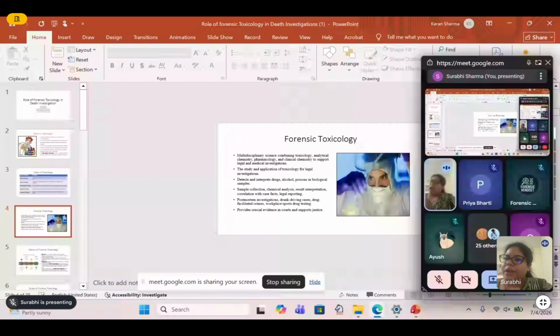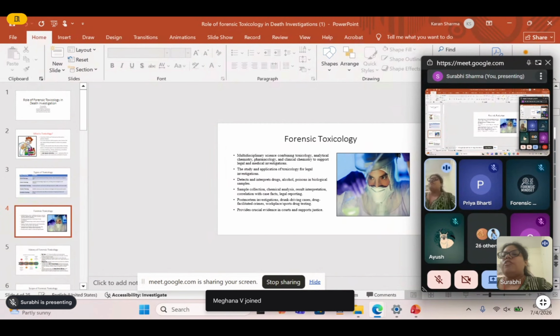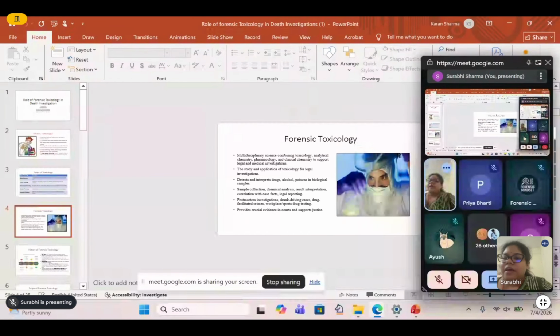Now it is our duty, the forensic scientist or forensic toxicologist's duty, to find out the cause of the death. The person is going to send us the visceral organs, then we are going to put the chemical test or instrumental analysis on that particular visceral organ or exhibit that we are getting, and tell which kind of poison was included in the particular death. Then we provide crucial evidence in courts and support justice.